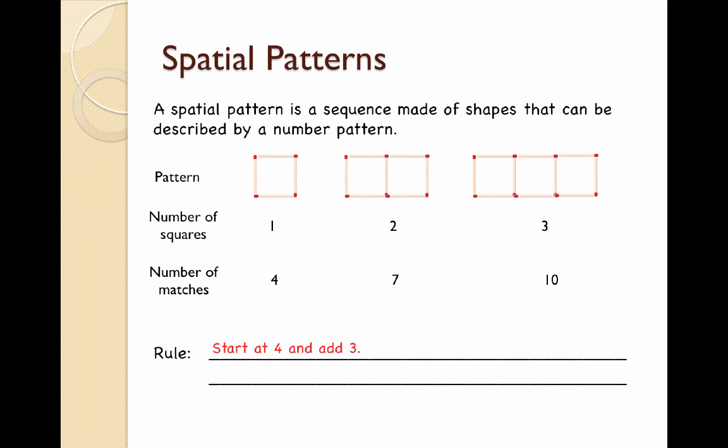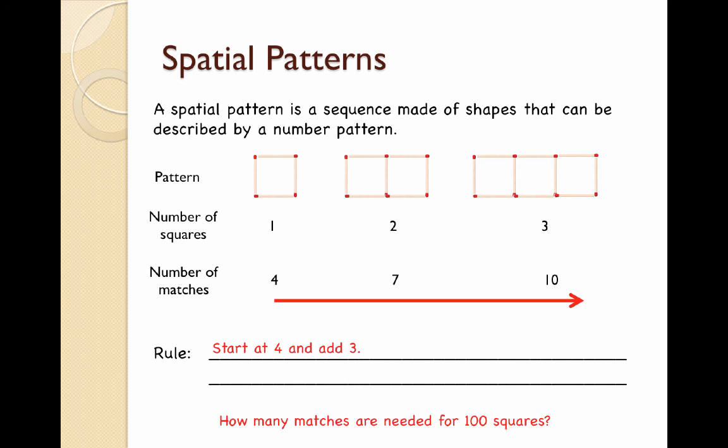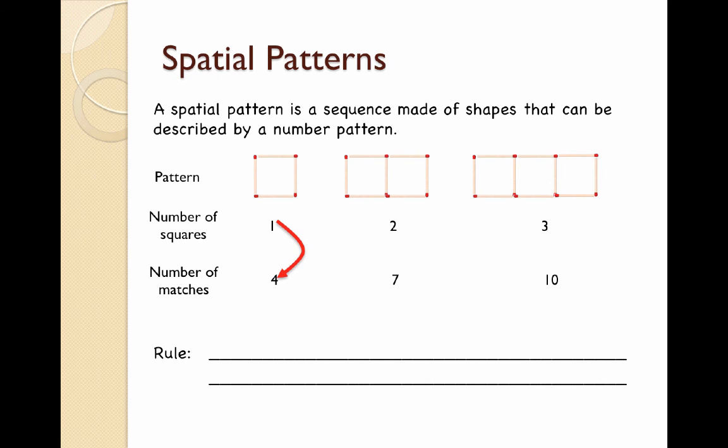Now, it might be just to start at 4 and add 3, and that would be okay if I was going from left to right with my number of matches. But that still doesn't answer the question, how many matches are needed for 100 squares? So I'm going to try and relate the number of squares that I have to the number of matches. Now, looking at my last pattern, I might just think it would be multiplying by 4. But that rule has to work for all of the numbers in my pattern. So it doesn't work for the second one. So therefore, it can't be the number of matches equals 4 lots of the number of squares.